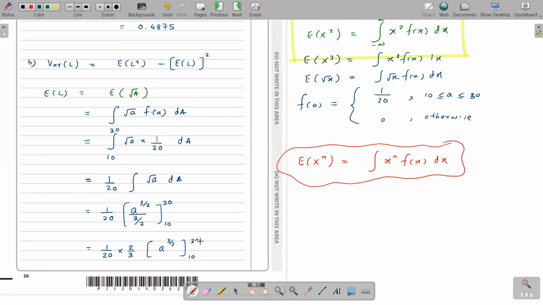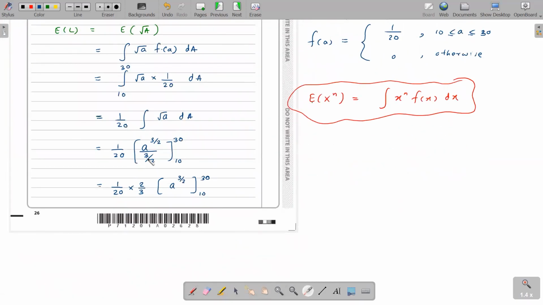You have to give the limits, right? So give the limits. I took the constant out here. Divide by 3 over 2 came up as 2 over 3. 1 divided by 3 over 2 is 2 over 3. This cancels. I get 1 over 30. So I get here 30 to the power 3 over 2, replacing A with 30, then replacing A with 10, 10 to the power 3 over 2. How much do we get? Can you all simplify and get me the answer?